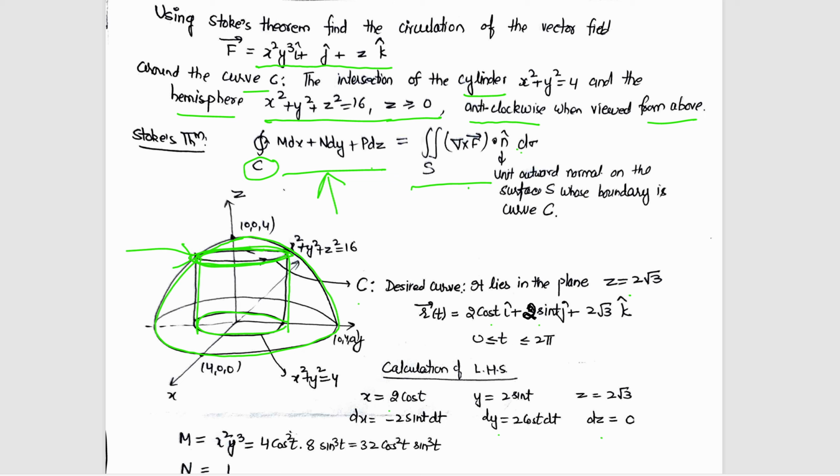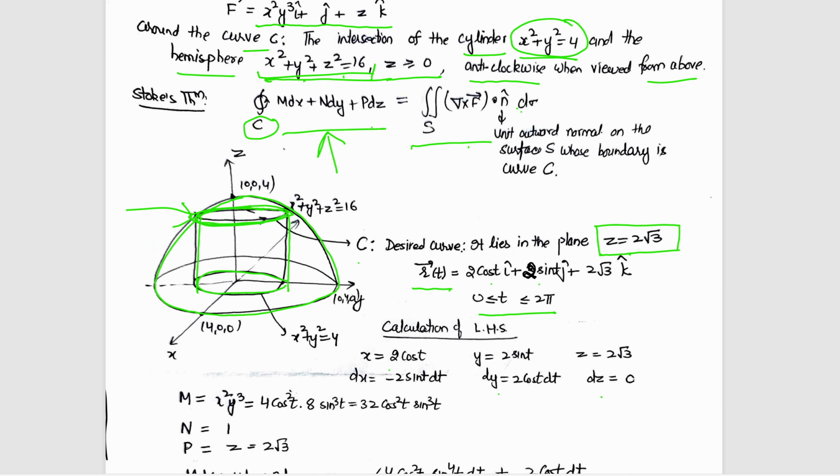Okay, so how do we find its equation? We substitute x² + y² = 4 into this equation. What do we get? We eliminate x² + y² and have an equation in z², which we can solve for z, and we get that the curve lies in the plane z = 2√3. Now it also lies on this cylinder, so we can find the parametric equation of this curve. The parametric equation of the curve C is 2 cos t i + 2 sin t j + 2√3 k, where t varies between 0 and 2π.